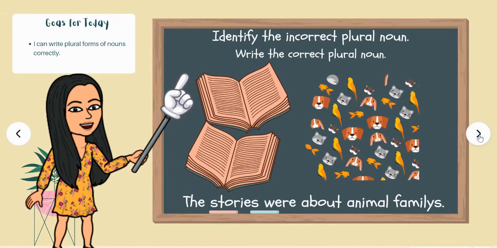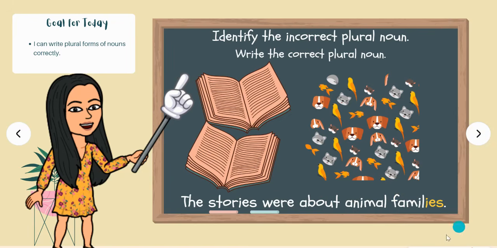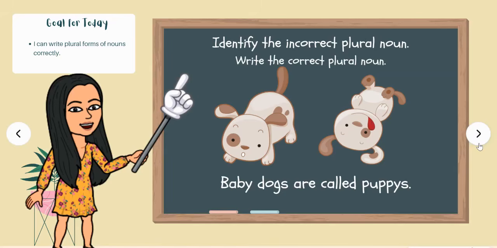Can you identify the incorrect plural noun in this sentence and then write it correctly? I'll read the sentence out loud. The stories were about animal families. I want you to spot the incorrect plural noun, and once you do, can you write it correctly? When you're ready to find out the answer, play this video. In this noun, it has a consonant followed by a Y. So to write it correctly, you would have changed the Y to an I and added ES.